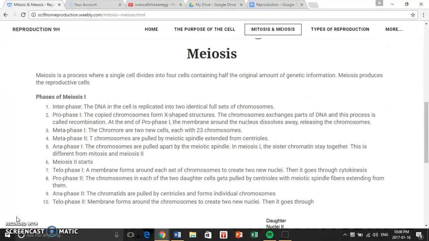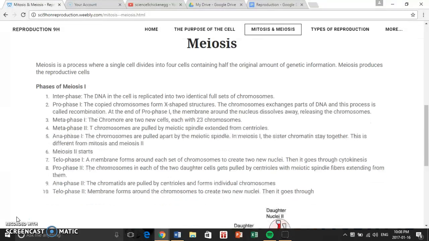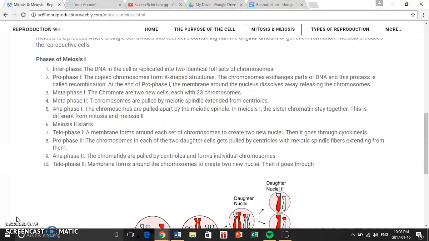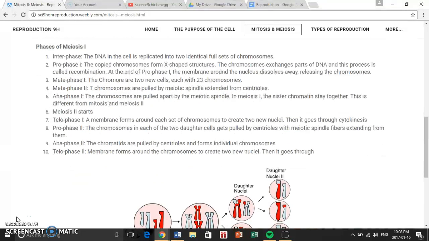Meiosis is a lot like mitosis in how it reproduces cells, but meiosis is used in sexual reproduction and asexual reproduction. The phases of meiosis are split into 2 parts. The first phase includes interphase, prophase, metaphase, metaphase 2, anaphase, meiosis, telophase. Meiosis 2 consists of telophase, prophase 2, anaphase 2, and telophase 2.